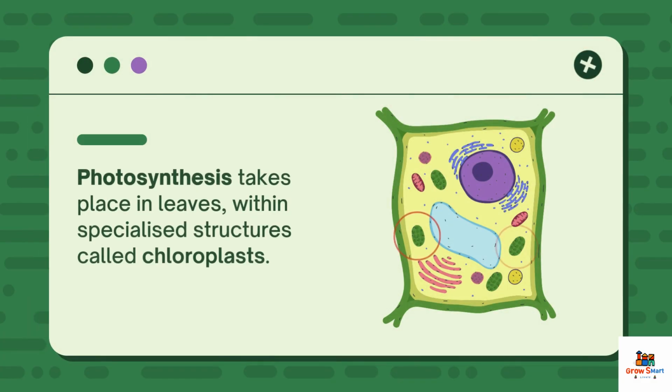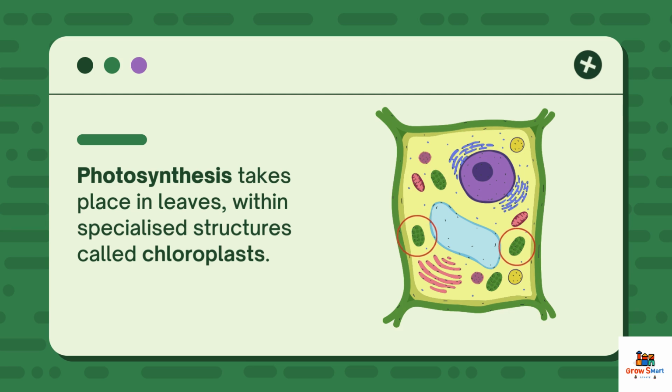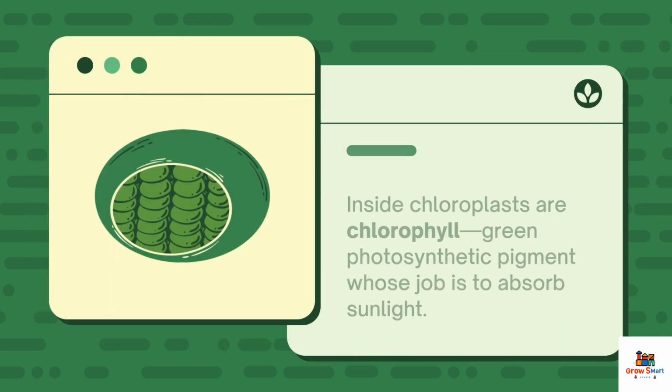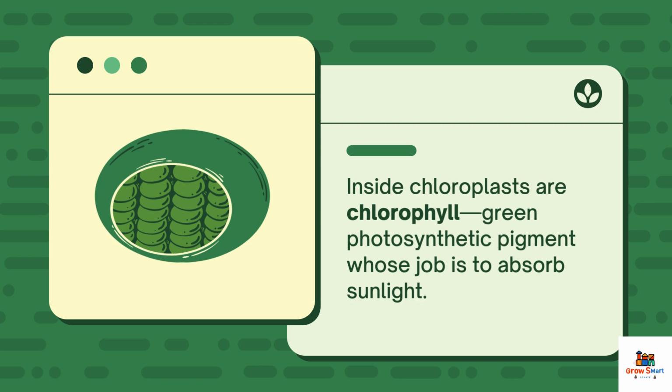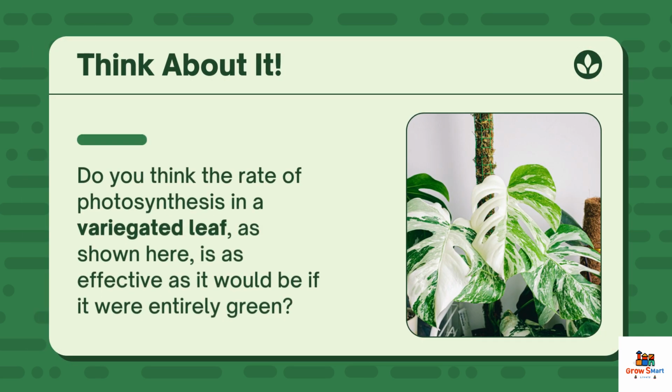You will love to know that photosynthesis takes place in leaves, within specialized structures called chloroplasts. And inside chloroplasts is chlorophyll, a green photosynthetic pigment whose job is to absorb sunlight. Think about this: do you think the rate of photosynthesis in a variegated leaf, as shown here, is as effective as it would be if it were entirely green?